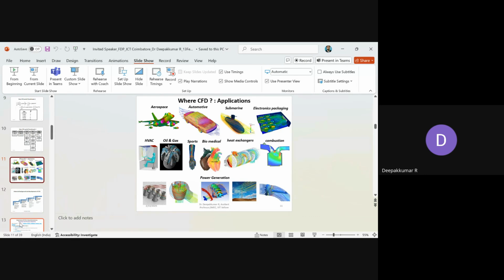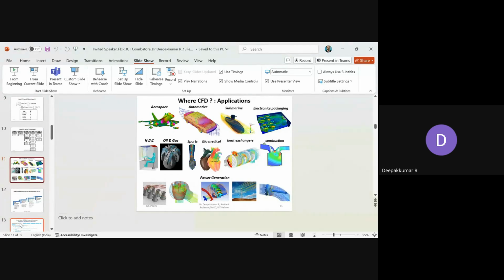So I have shown many applications here. In simple terms, I can say wherever fluid exists, you can use CFD. Fluid is nothing but liquids and gases. Wherever liquids and gases exist in nature, you can apply CFD concepts and explore various physical information about the particular system.